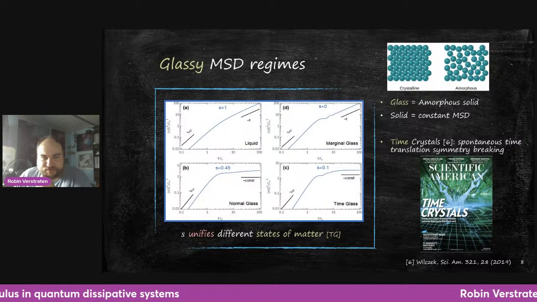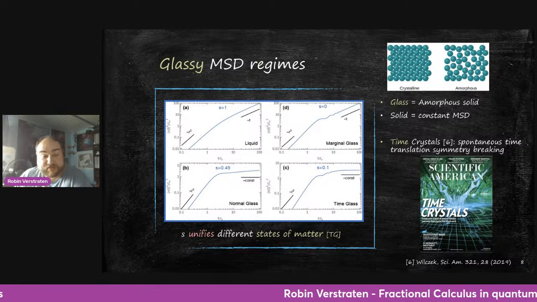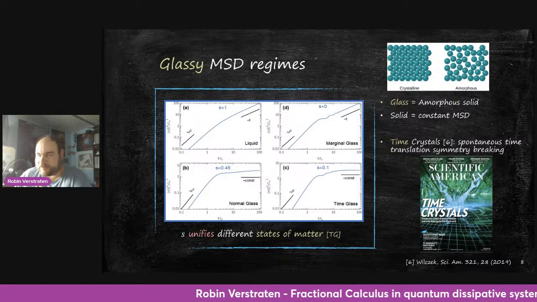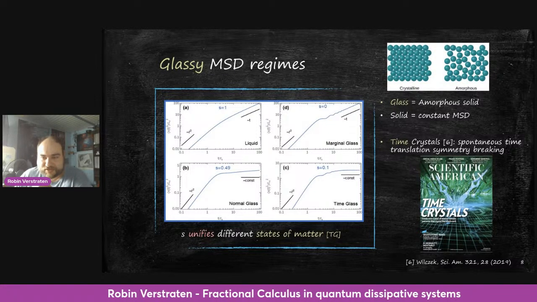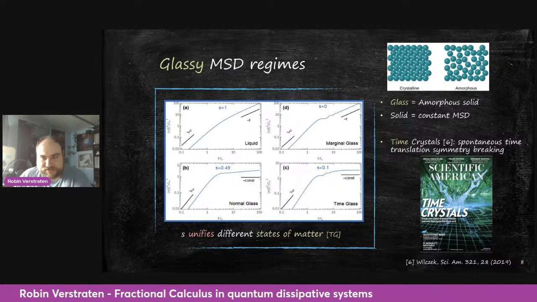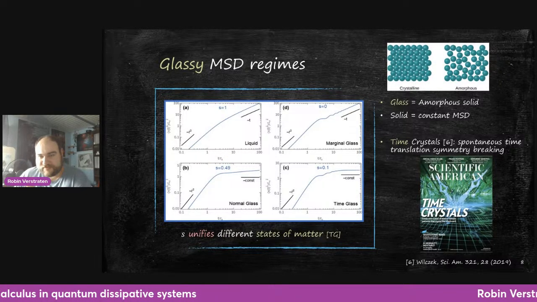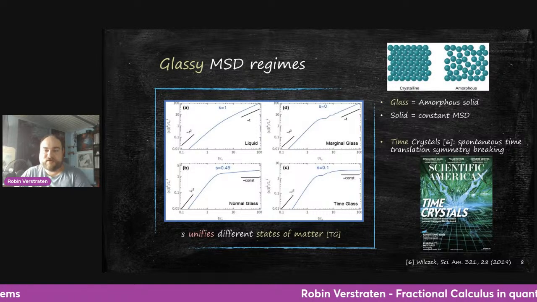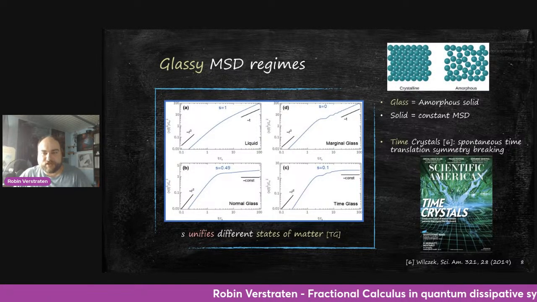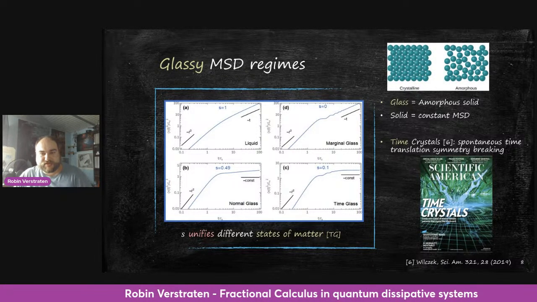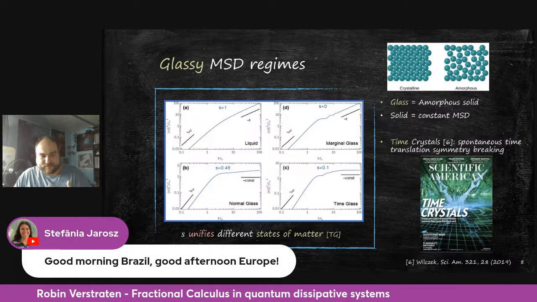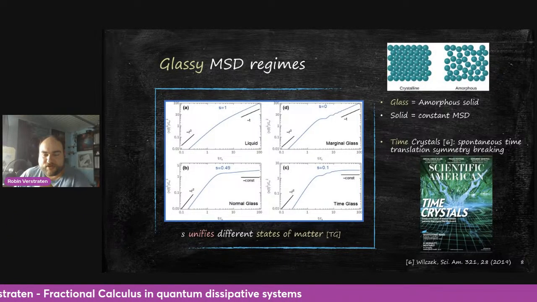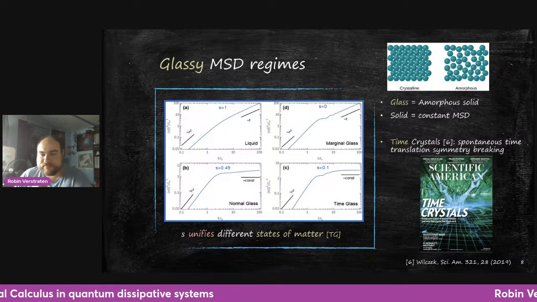Yes, here is the mean square displacement. Let me first define what I mean if I talk about the glass. Of course, we have the windows in our houses. But for physicists, a glass is actually right here at the top. It's a very crude definition, but it's basically an amorphous solid. So it's something which is solid, but it doesn't have a clear structure between the atoms.